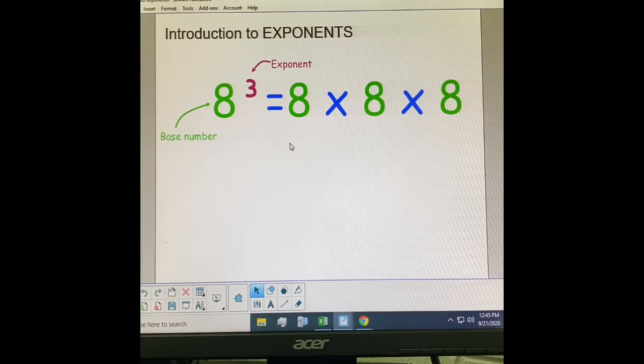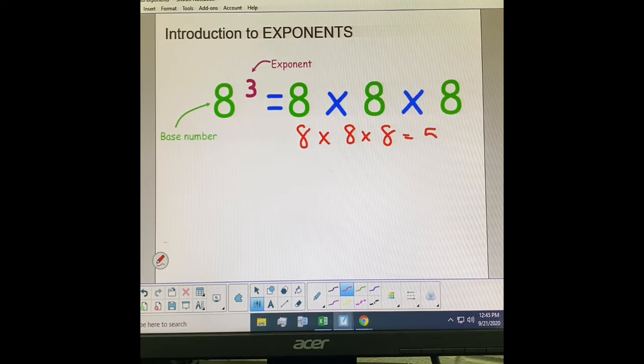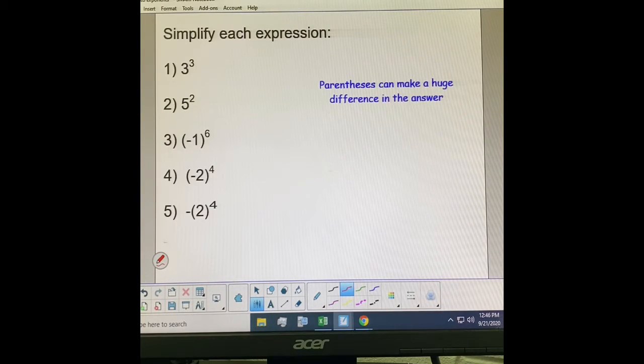Today we will be working on exponents. The laws of exponents can be a little complicated, so make sure we pay attention and continue to practice. 8 to the third means 8 times 8 times 8, which is 512.